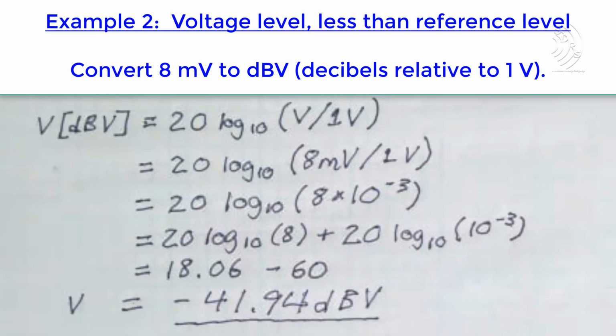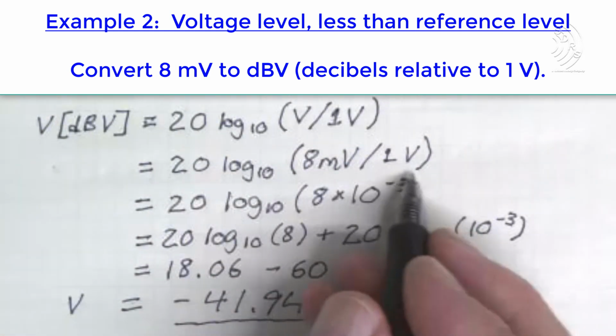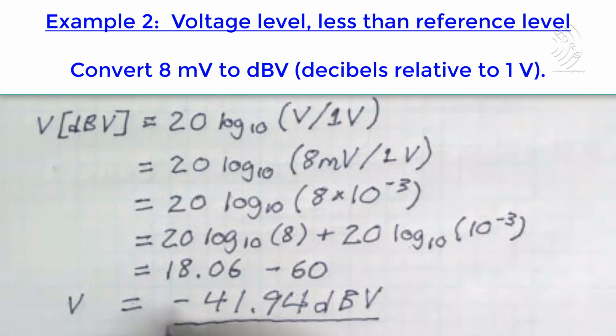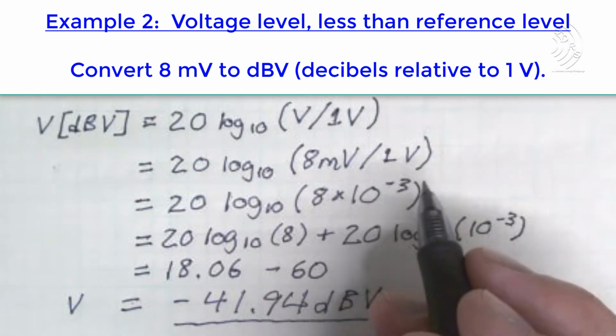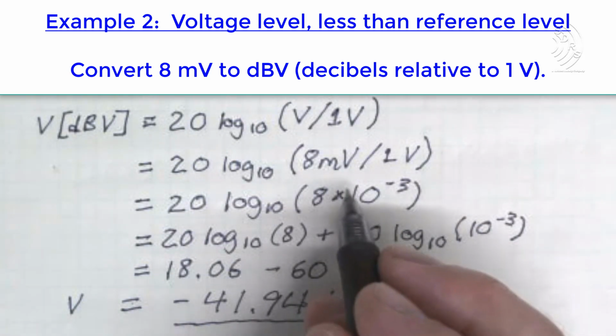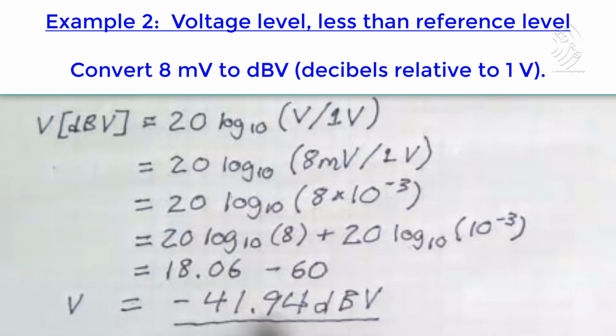We see two things here. One is, because we're working with voltage ratios, we use 20 log 10. And second, because the voltage that we're representing in dB units is less than the reference for the dB units, that is, 8 millivolts is less than 1 volt, the result is a negative number of dB with reference to the voltage 1 volt. So we get negative 41.94 dBV, and that corresponds to 8 millivolts, which is the voltage that we started with.